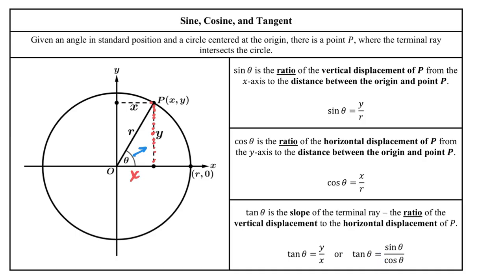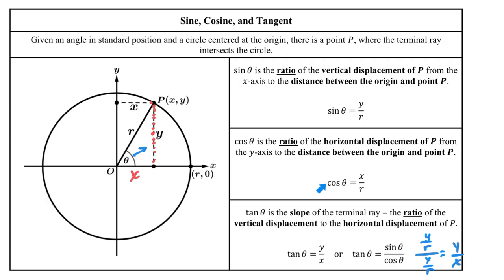Because if I wanted to, I could do sine is y over r, cosine is x over r, and that will simplify down to y over x. Now, let me give you a way to maybe remember this.